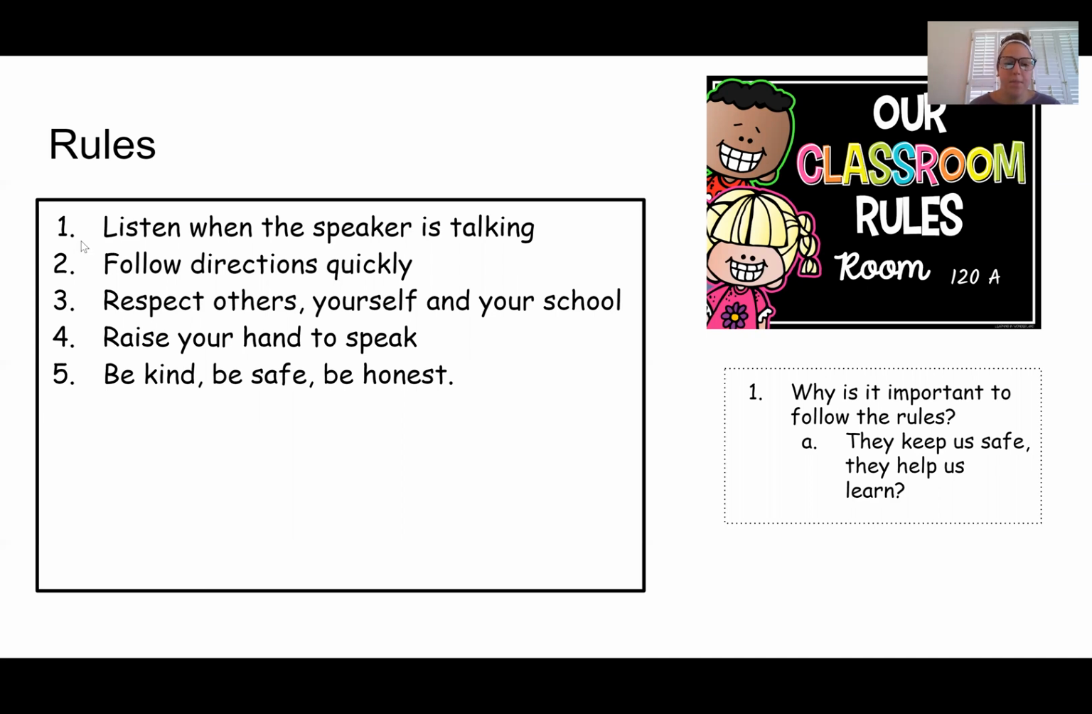Rule number 2, follow directions quickly. Very good. So if I tell you to do something, I want you to do it as quick as you can so we can get through this whole lesson. Rule number 3, respect others, yourself, and your school. Very good, friends. I know it looks different learning at home, but you still got to take care of your learning and thinking, yourself, and your school, which is your home right now.